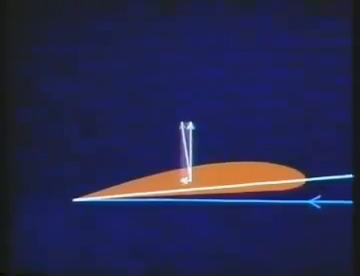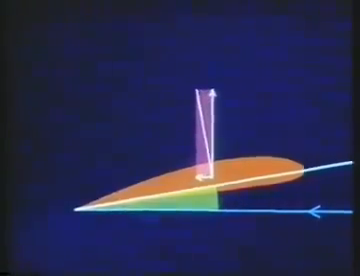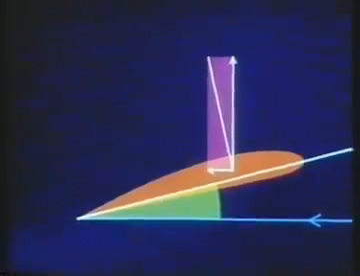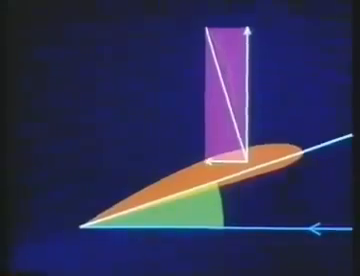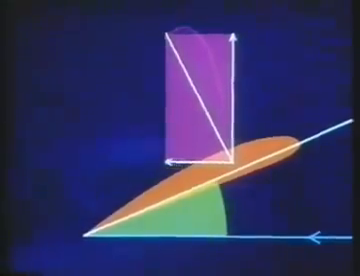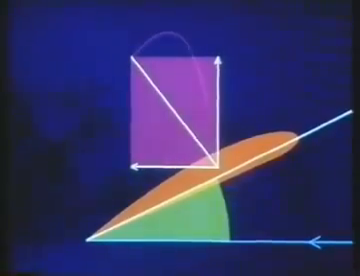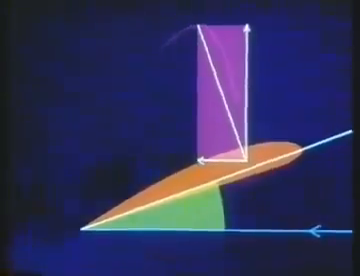If the angle of attack is increased, more lift is generated, but at the expense of increased drag. Maximum lift being produced at the point of stall. A wing is usually at its most efficient at a relatively small angle of attack.